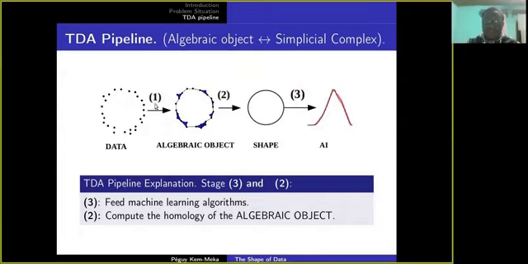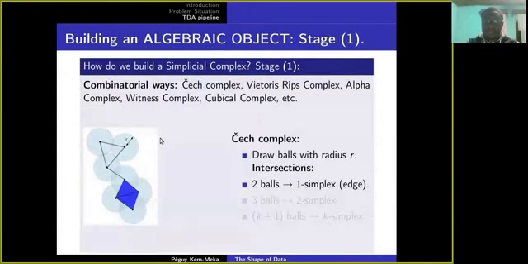In this pipeline, the more difficult part is moving from data to algebraic object. But there are several algorithms like Čech complex, Vietoris-Rips complex, alpha complex, Witten complex, cubical complex. But here I will limit myself to the explanation of the Čech complex.